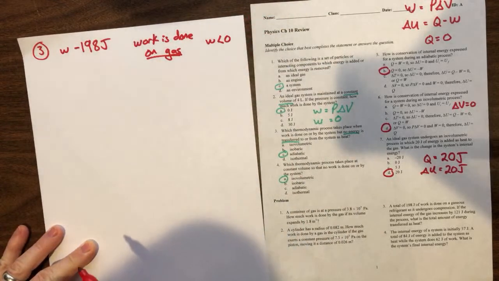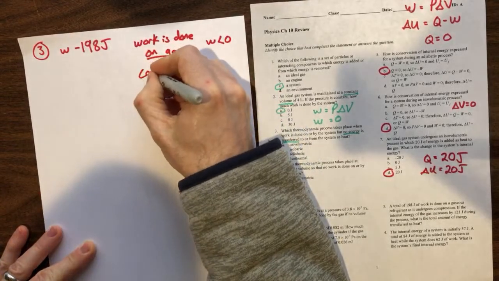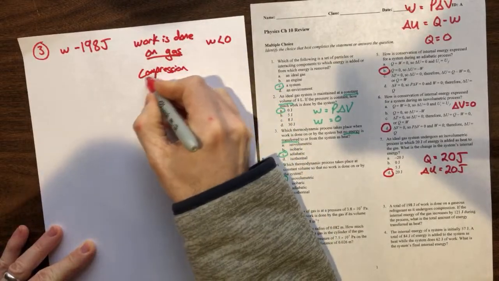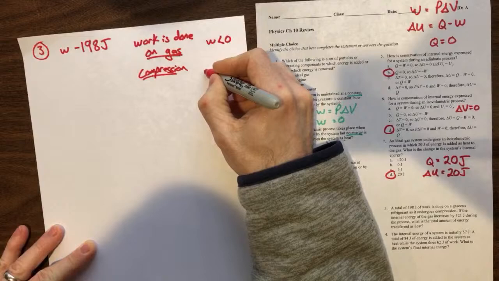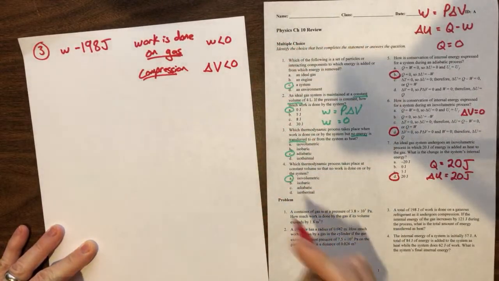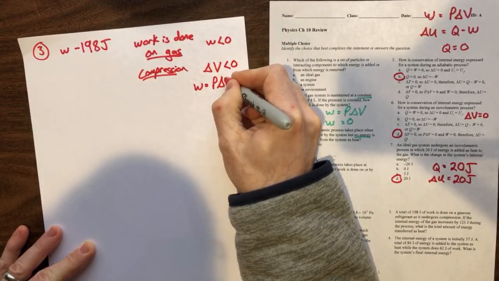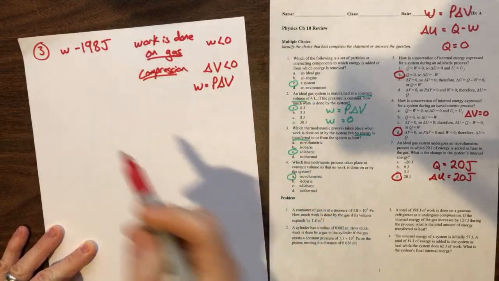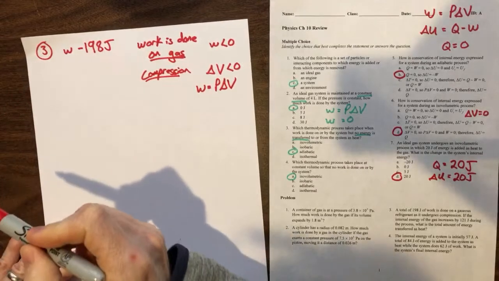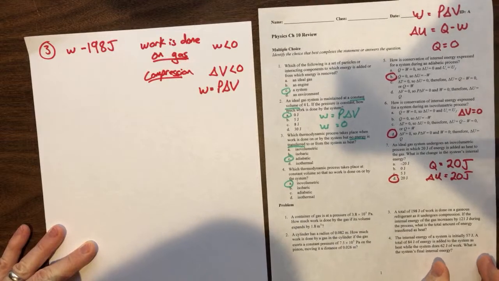And then secondly, it says that the gas is being compressed, right? So that compression means that your delta V is going to be negative, and if delta V is negative, that means your work, which is P delta V, is also going to be negative. So both of these tell us that the work is negative in this case, and that the total work is negative 198 joules.